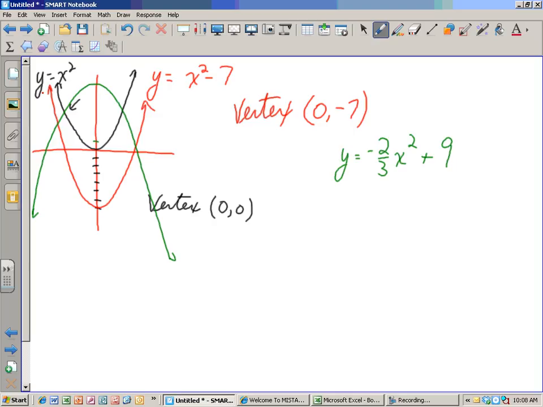Yep. So here it's just negative 2 divided by 3. Hit your x squared button, and then plus 9. There's the original one. And you can see it's wider, and then it's up 9 units. That's how we compare it. Wider, it opens down instead of opening up, and then it moves up 9 units. Okay, any questions on that?